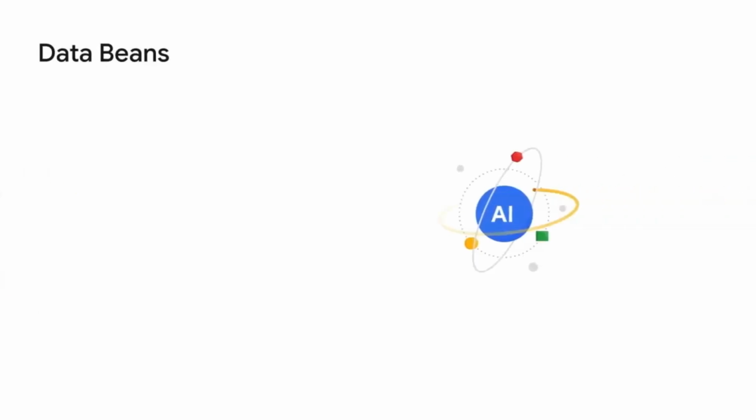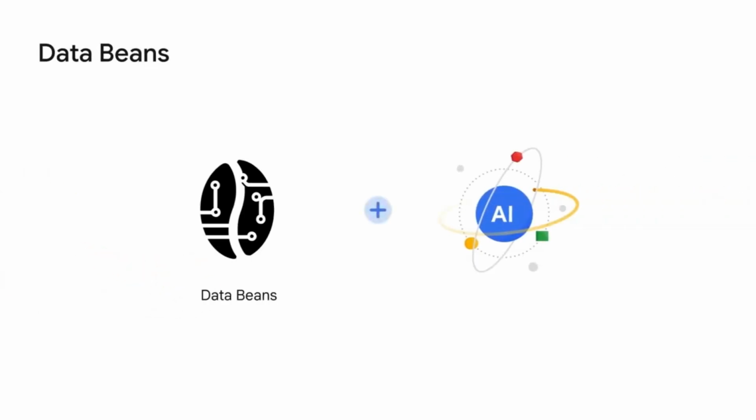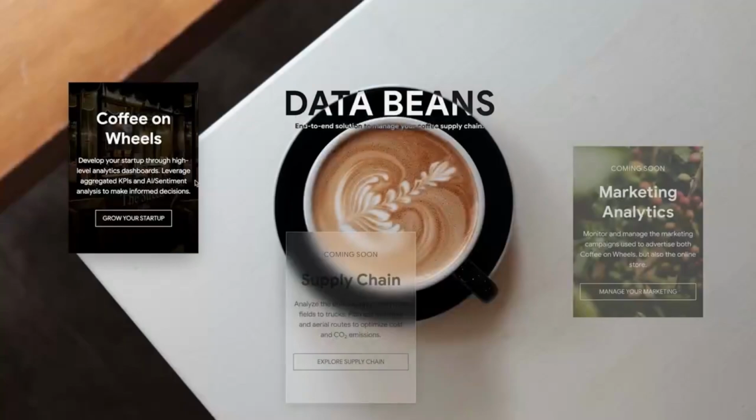Recognizing the potential of AI, Coffee on Wheels sought assistance from DataBeans, a digital native company, to leverage data and AI technologies to resolve their business challenges. Let's take a tour of the demo.